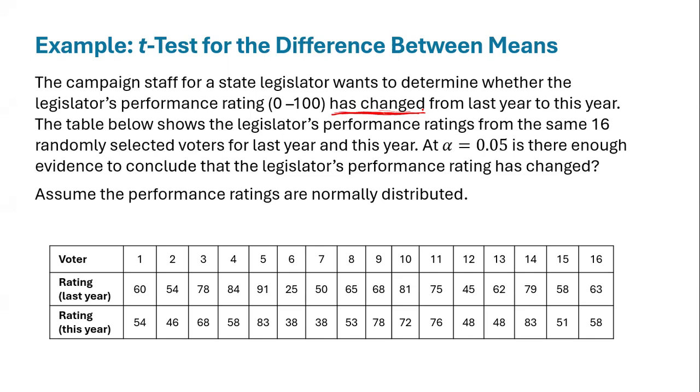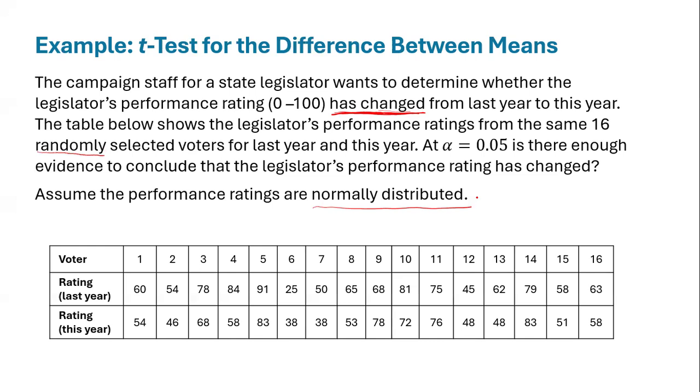So we need to check the requirements, and the requirement says that the samples must be random. Yes, they are. And samples must be dependent. They are, because both the last year and this year ratings are coming from the same subjects, the same voters. And the population must be normally distributed, it is mentioned here. So yes, the problem satisfies all of the requirements.